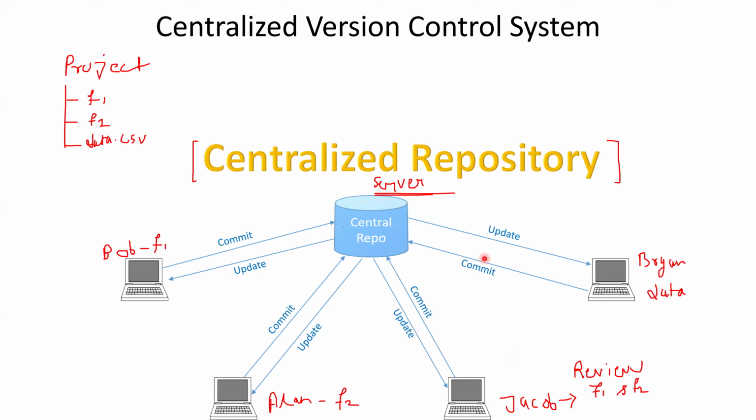Similarly, Brian gets the data. Some new data comes in, he downloads the data file, appends the latest data to it, and commits it back. In this manner, we have a central repo. Now tell me one thing. By chance, Alan's laptop gets corrupted because of some issue. Do we lose the whole project? Yes or no? What do you think?